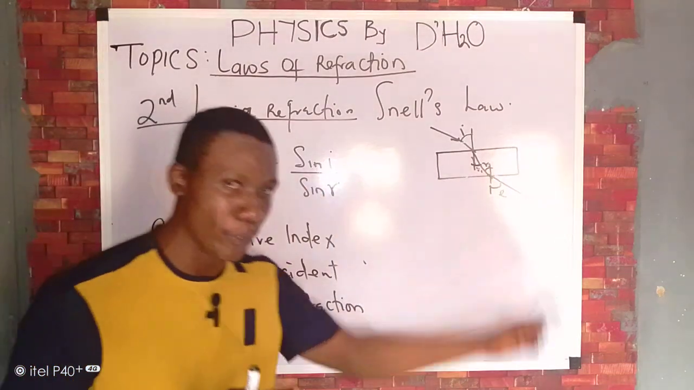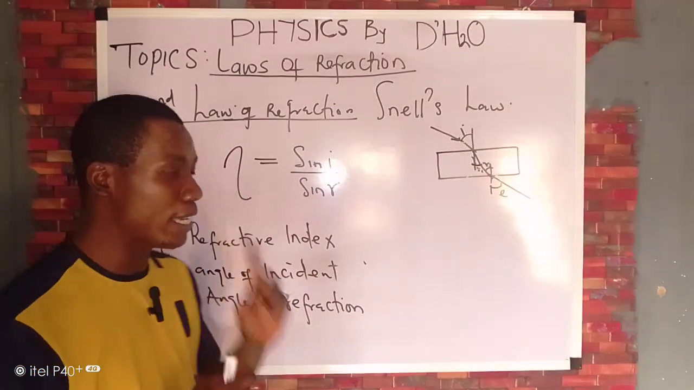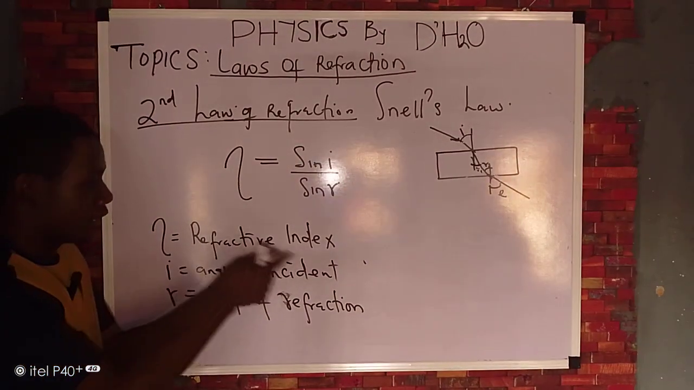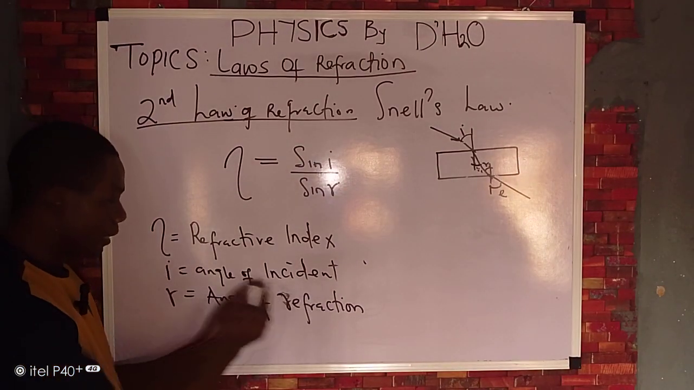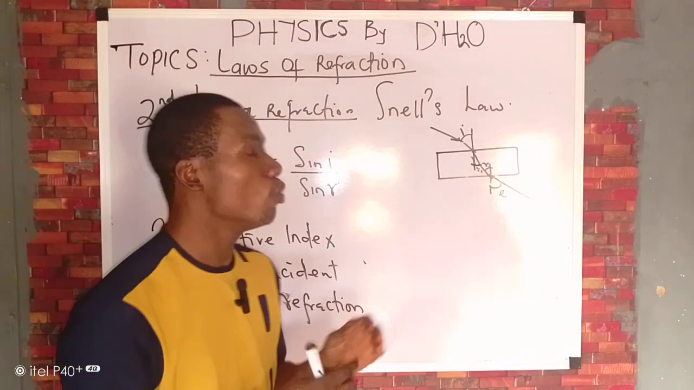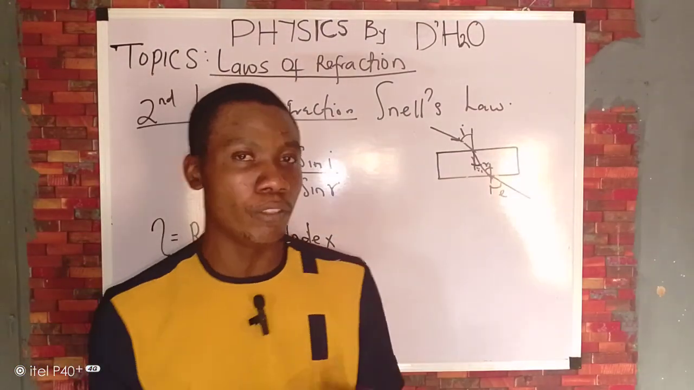Reflection is observed in mirrors. Refraction is observed in lenses and glasses. So please take note of that. So if this is your refractive index, this is your angle of incidence, this is your angle of refraction. Like I told you, refraction only occurs when light moves from one medium to another of different density.